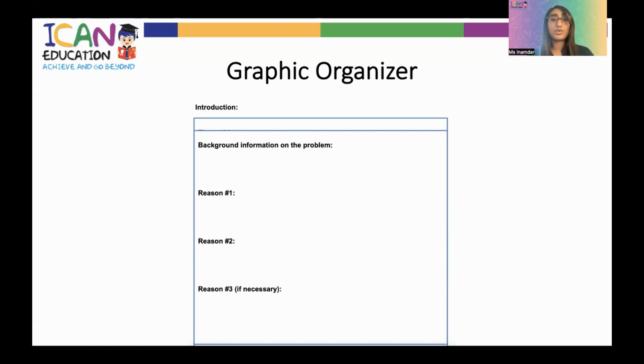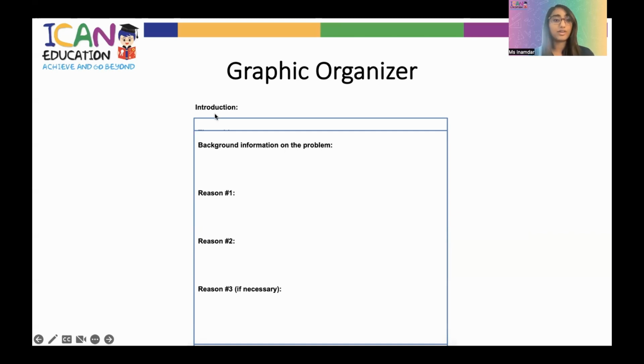So I'll quickly take you through what a graphic organizer looks like for an expository essay. You have this in your worksheet. These are boxes with little subheadings so that you know exactly what you're supposed to write. This is a great way to organize your essay and organize your thoughts.